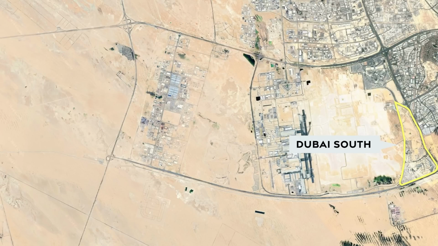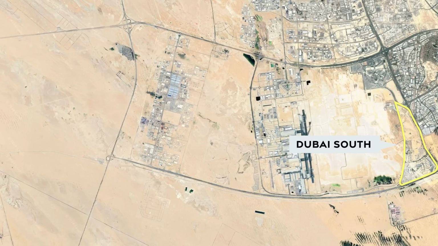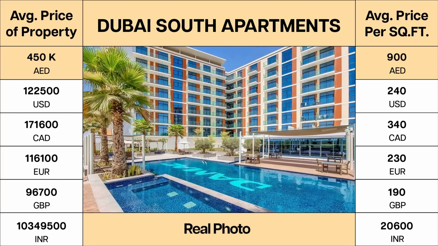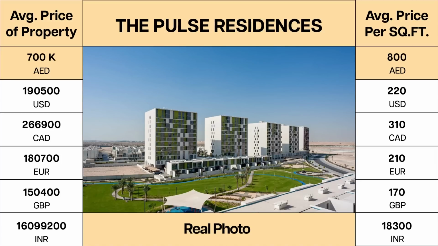Now talking about the apartments in the Dubai South area, firstly are the apartments by MAG developer known as MAG 5 Boulevard. Average price per square foot is at 900. Next, within the Dubai South area, you can find some very affordable apartments from other private developers. Average price per square foot is at 900 and average price is just at 450,000 dirhams. Lastly, there are also the Pulse Residences apartments built by the government developer Dubai South. Average price per square foot is just at 800 dirhams.